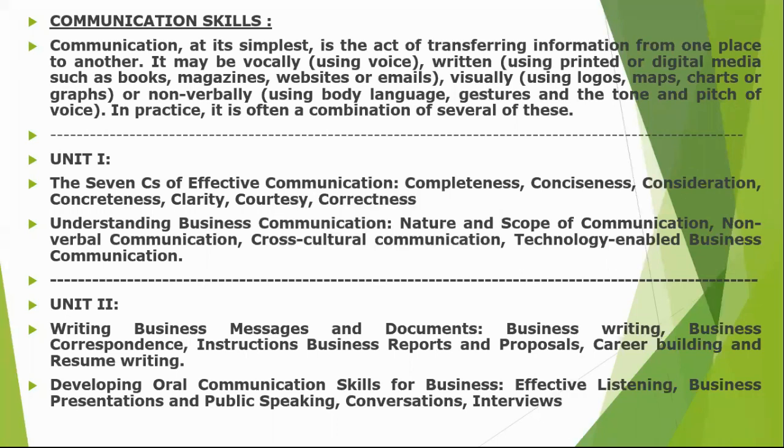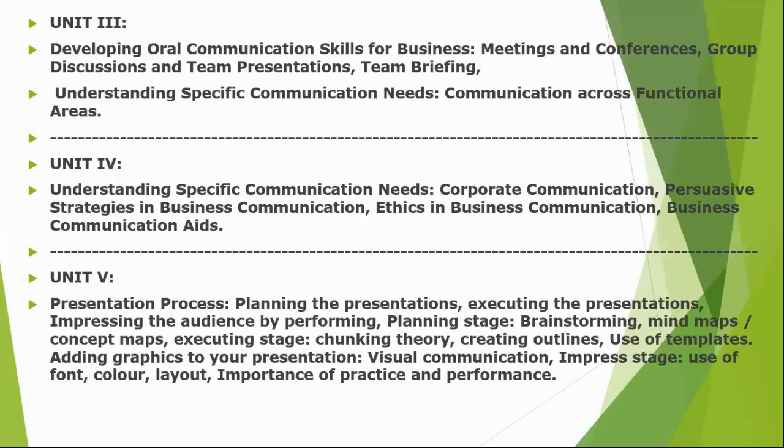In Unit 1, basically we'll be studying the 7 C's of effective communication. It includes completeness, conciseness, consideration, concreteness, clarity, courtesy, and correctness. In Unit 1, Chapter 2, we'll be learning about business communication, how to write business messages, and developing oral communication skills. Communication involves writing skills and oral communication skills, then specifying communication needs. Then we have the presentation process, how to write a resume, and how to prepare report writing. These kinds of things are there in this subject.